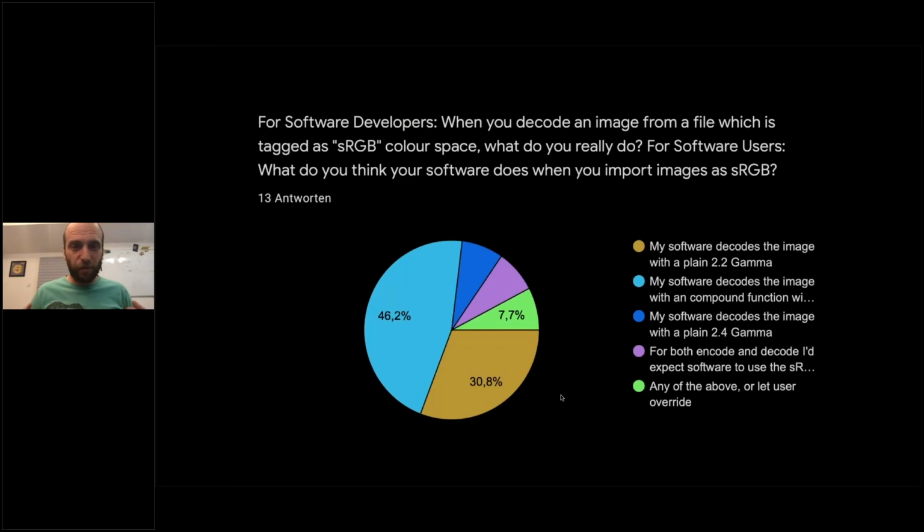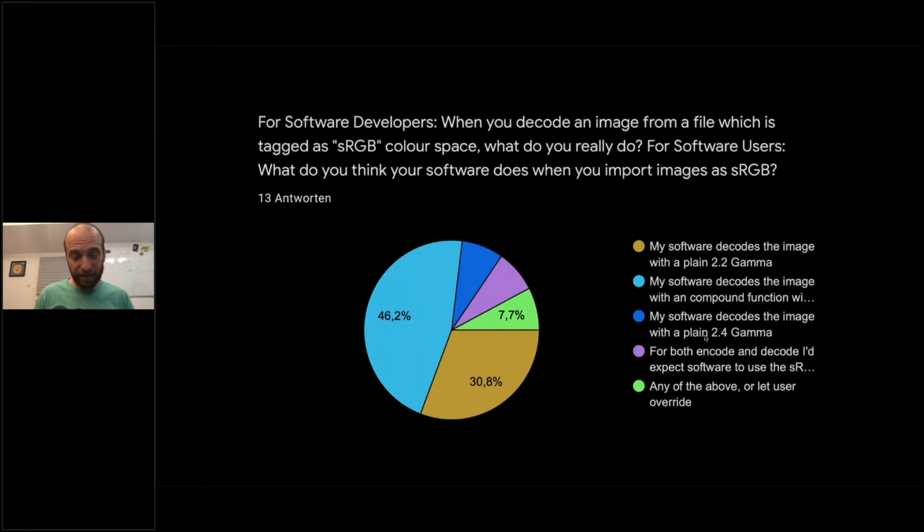For software developers, the first question was about the creation of files, when you encode something, and now the decode side, because there you need to make an assumption. If you get an sRGB tag in a file, what do you do? When you decode an image from a file which is tagged as sRGB color space, what do you really do? For software users, what do you think your software does? And here it's also 30% who said my software decodes the image with a plain 2.2 gamma. My software decodes it with a compound function.